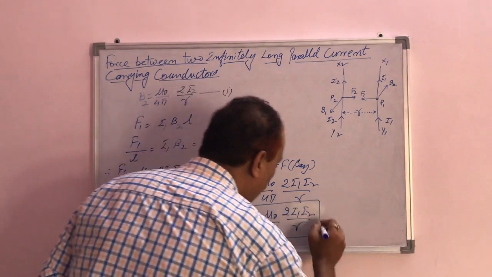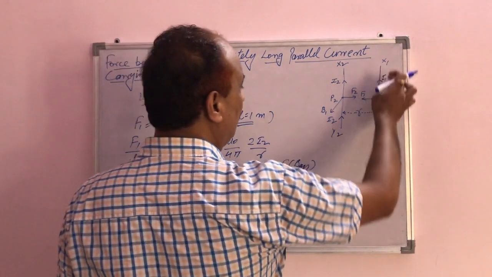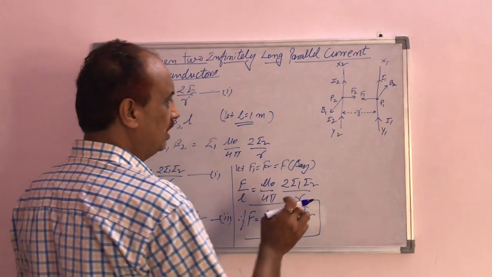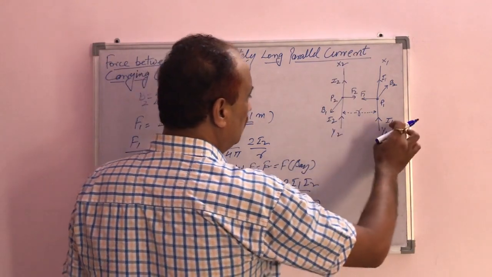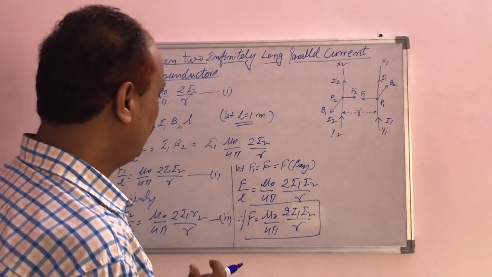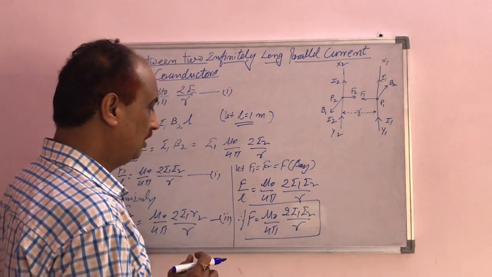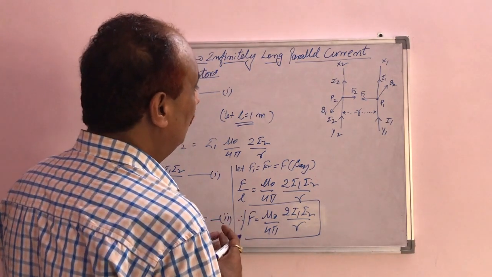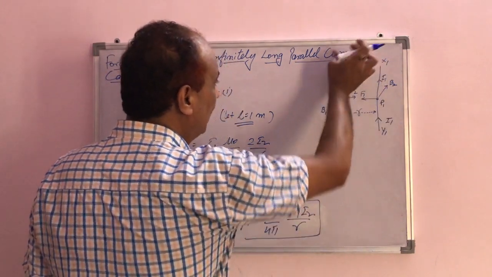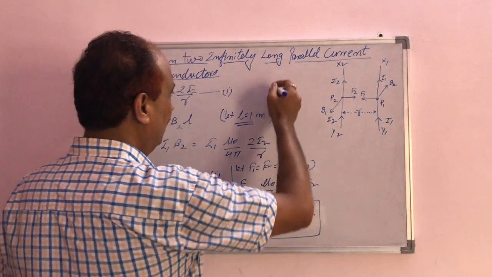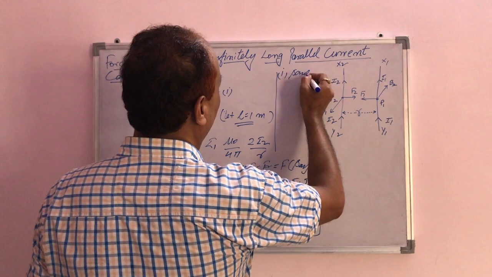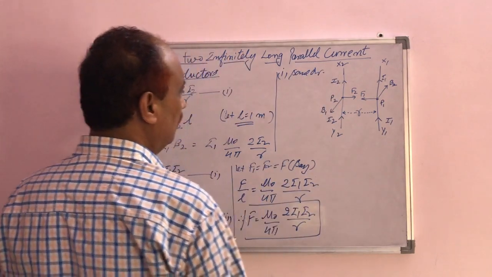Such an amount of force is experienced by the conductor x1, y1 due to the flow of current I2, and the same amount of force is experienced by the conductor x2, y2 due to the flow of current I1 in the conductor x1, y1. This is an important article. After that, we have to find out the situation when the current is flowing in the same direction and when it is flowing in the opposite direction.